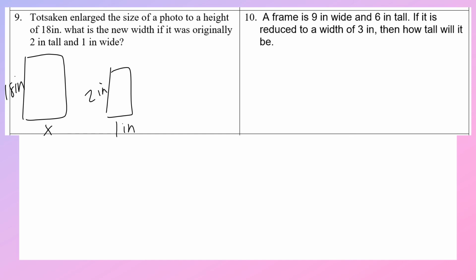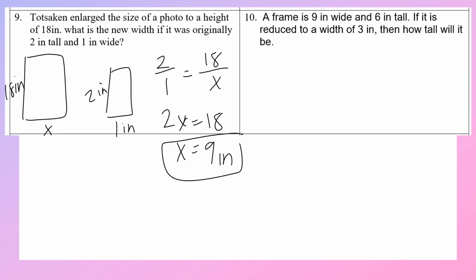Okay, so again, you can do height over width here. So the original height was 2, the width was 1. The new height is 18. We don't know what the width is. So again, cross multiply. 2 times x is 2x. 1 times 18 is 18. Divide both sides by 2. You get 9 inches for the width.